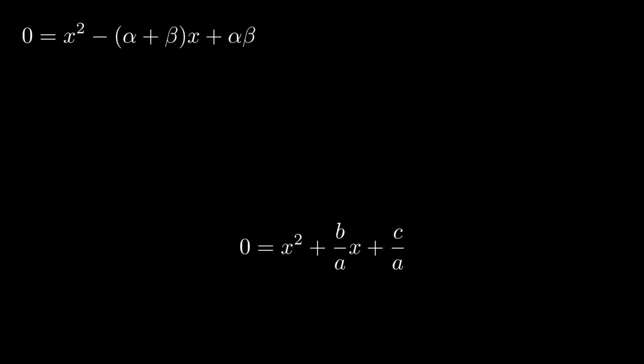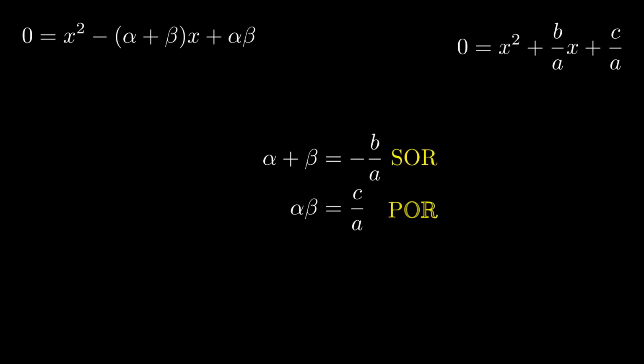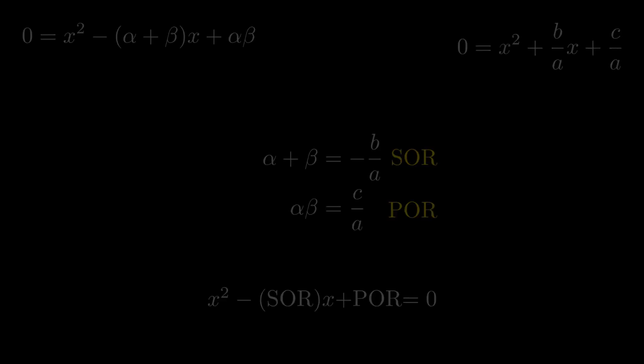By comparing the two equations, we can see that the sum of the roots is negative b over a, while the product of the roots is c over a. Sum of the roots can be abbreviated as SOR, while the product of the roots can be abbreviated as POR. Most importantly, you can now rebuild the quadratic equation when given the SOR or POR. Do notice the minus sign before the SOR.